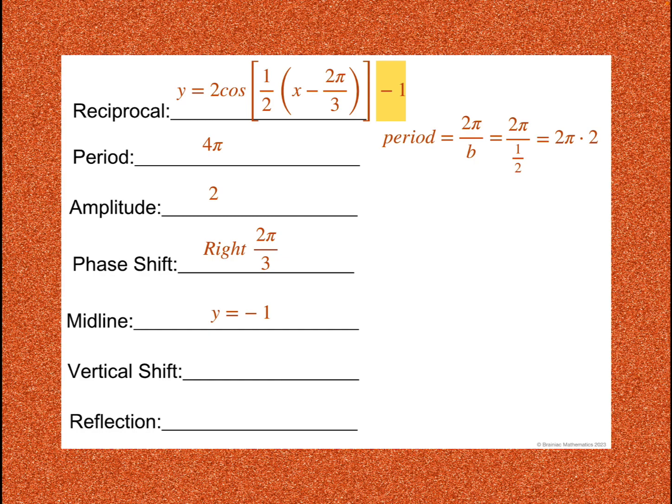Now that we found our midline, we can also identify our vertical shift. Our vertical shift is also looking at d. d is -1, so that means we went down 1. And then to determine our reflection, we look and see if a is negative or if b is negative. In this example, neither a nor b is negative, so we would say that this example has no reflection.